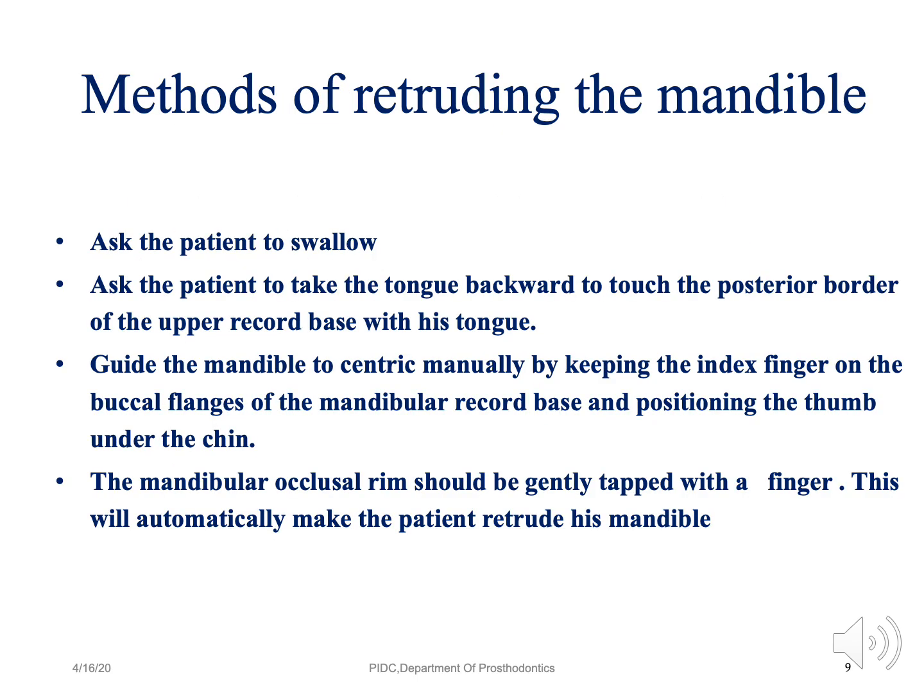So methods of retruding the mandible. That means if the condyle has to go into that position, the anterior and superior most position in the glenoid fossa, what has to be done? You have to retrude the mandible. When the mandible gets retruded completely back and gets closed, that is the position where the condyle is in an anterior superior position in the glenoid fossa.